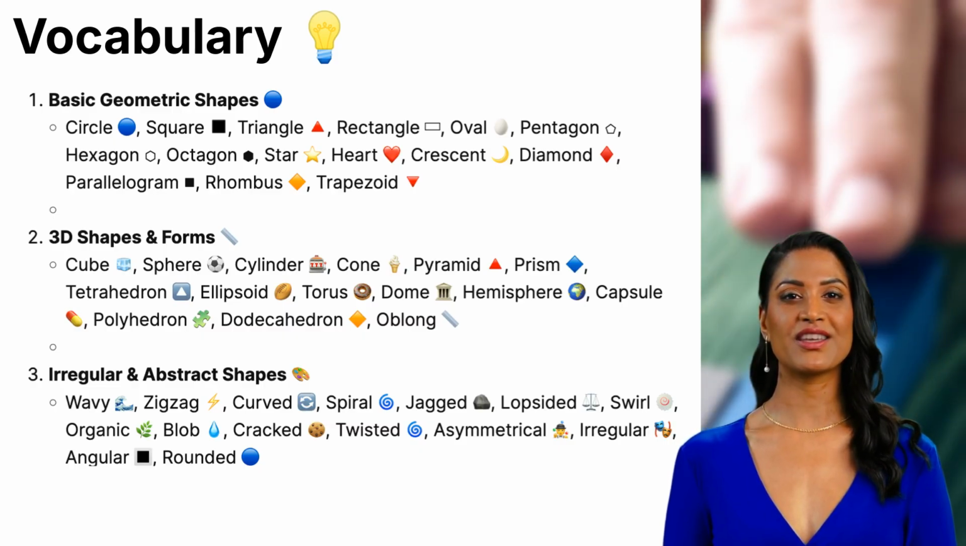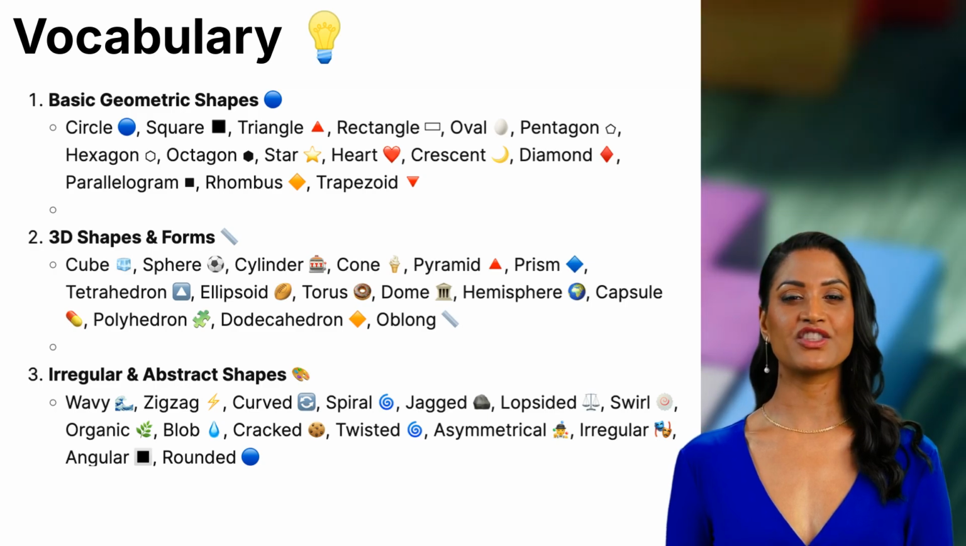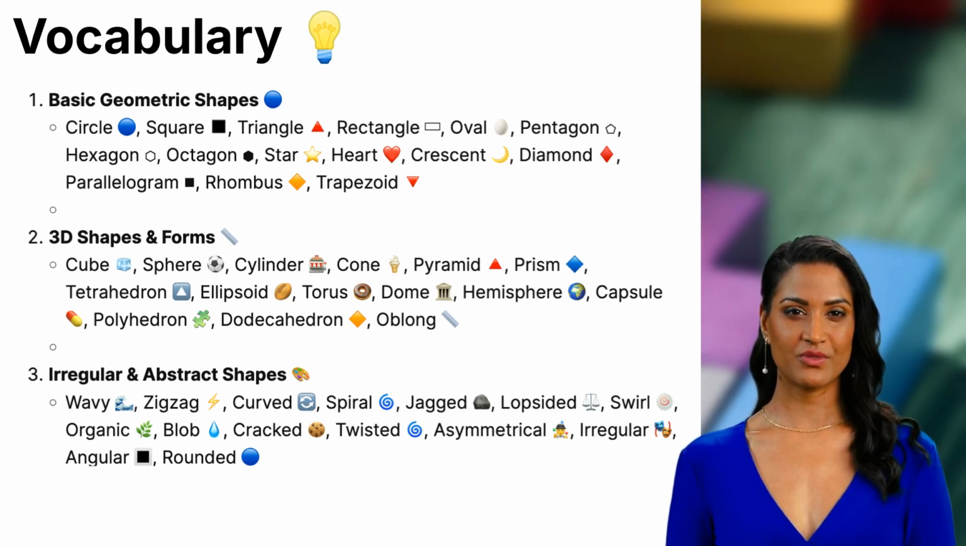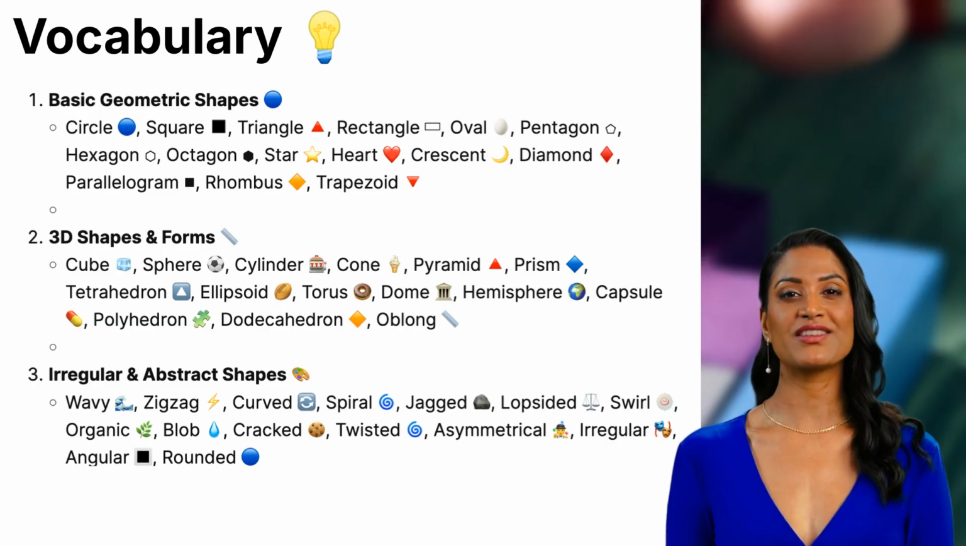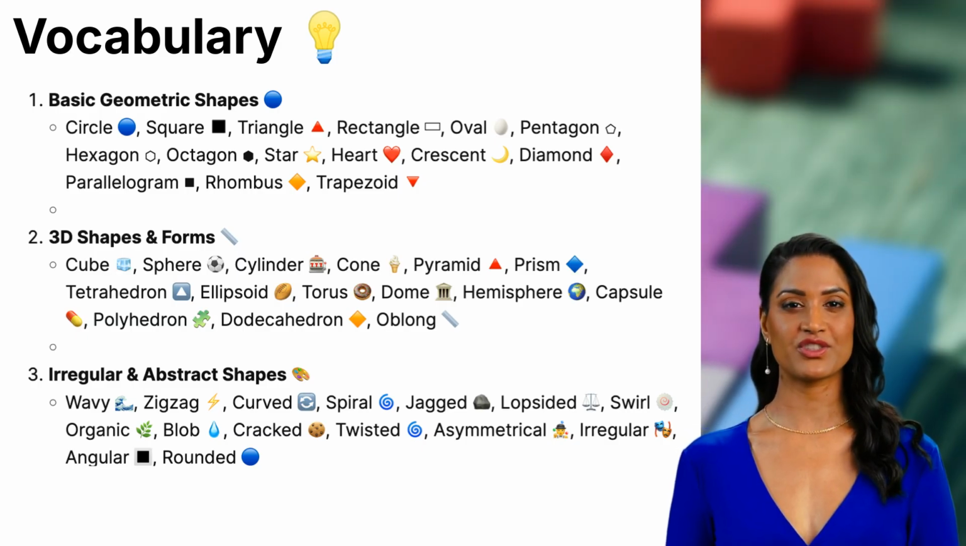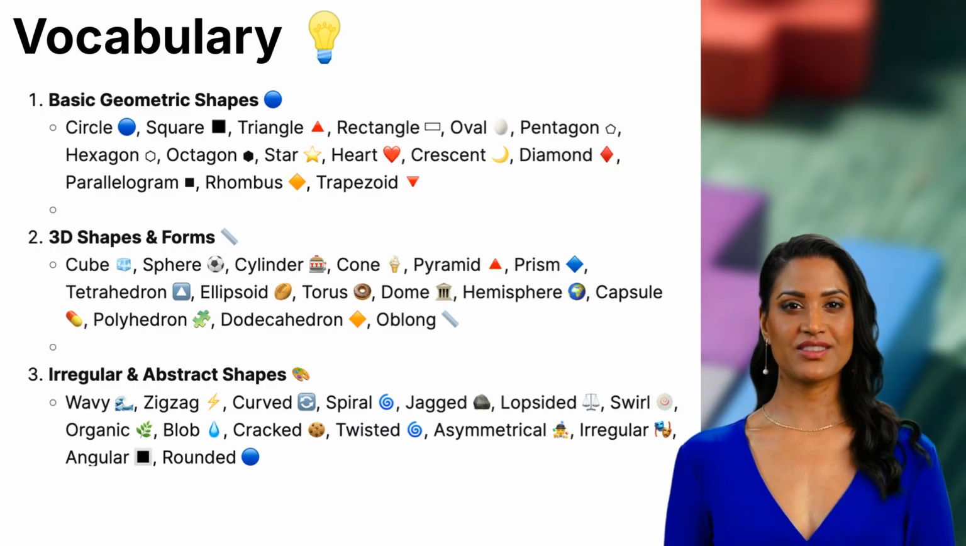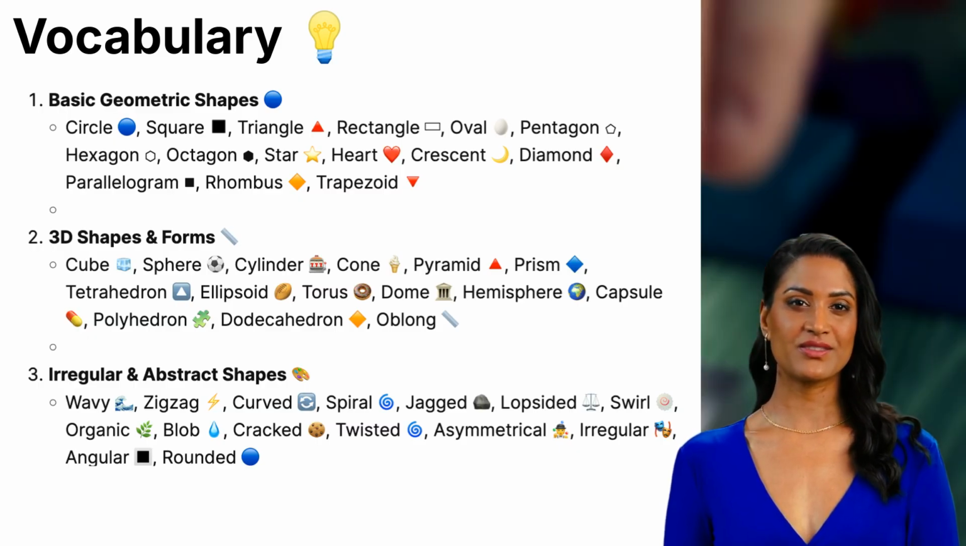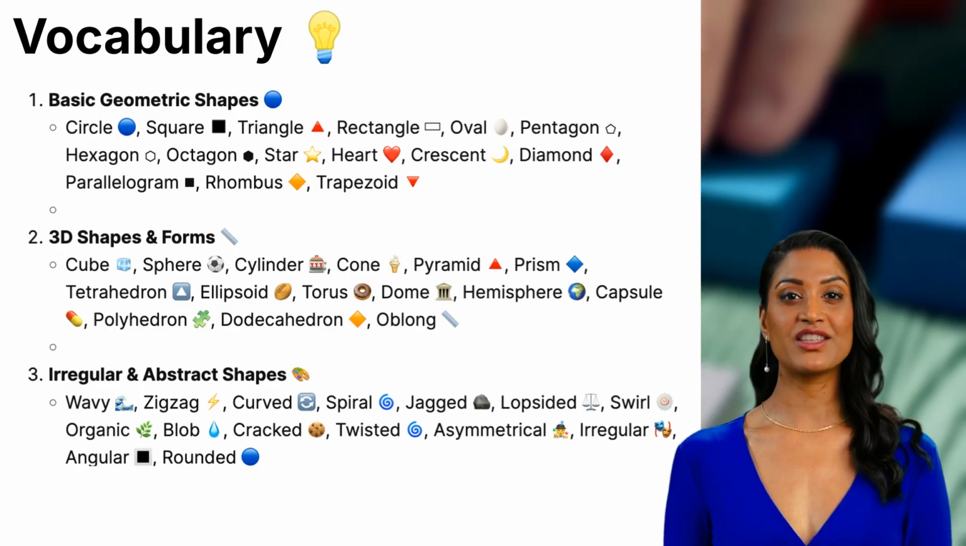3. Irregular and abstract shapes. These shapes don't fit traditional geometric forms and often appear in nature or design. Wavy, a flowing, curved shape like ocean waves. Zigzag, a series of connected sharp angles. Curved, a smooth, rounded shape.